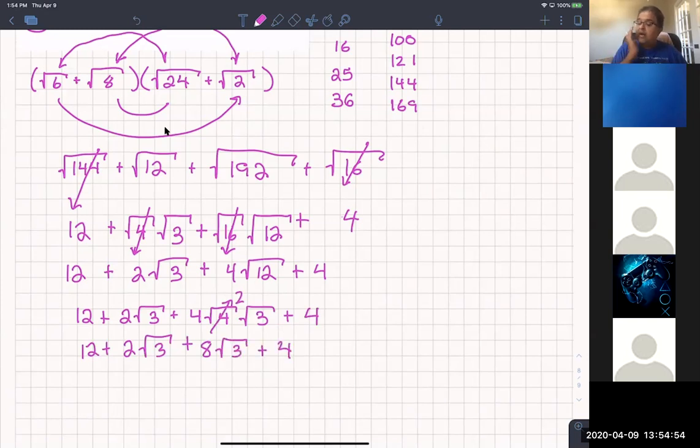Now, what can I combine? 12 and 4, which becomes... no, my bad, 16. And 2 and 8 becomes 10. Good. Any questions?